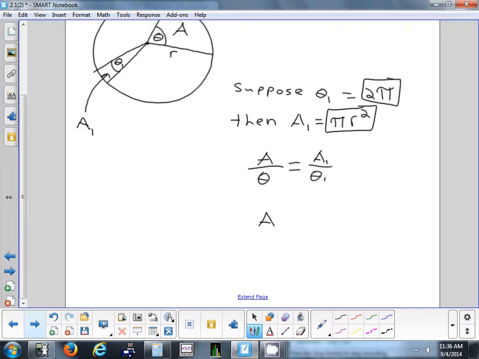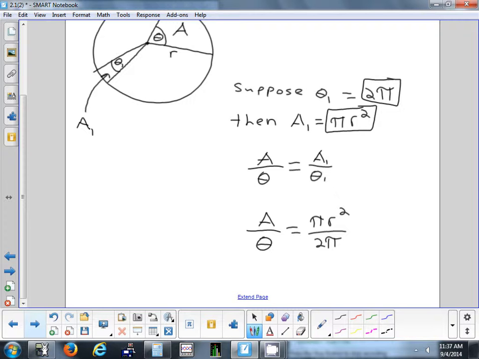A we don't know. Theta we don't know. A1 we do know, and we're going to fill it in. It's pi r squared. And theta 1 we know, we're going to fill that in. It's 2 pi. We're going to solve that proportion just like we did before for A, and that's going to give us our formula. But is there anything I can do before I start to solve that I can try to simplify a little bit?